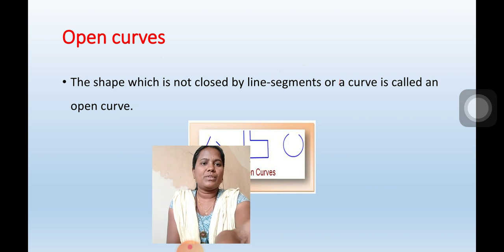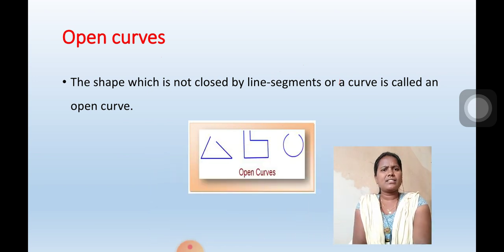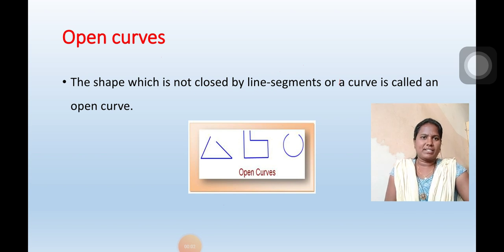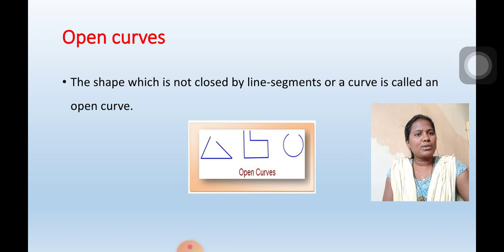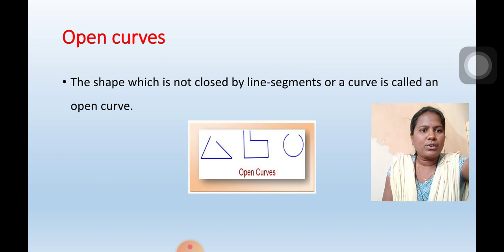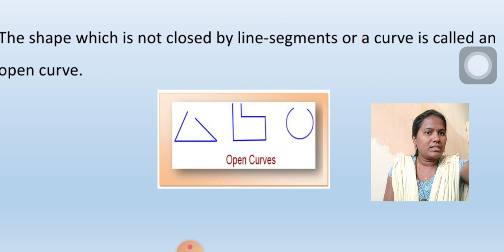Now let us go to the next one: what are open curves? We have seen closed curves. Now let us study open curves. The shape which is not closed by line segments or a curve is called an open curve. In this figure, you can see these figures are not closed. The first figure is not closed by a line segment. The second one should close by a line segment, but it is not closed there.